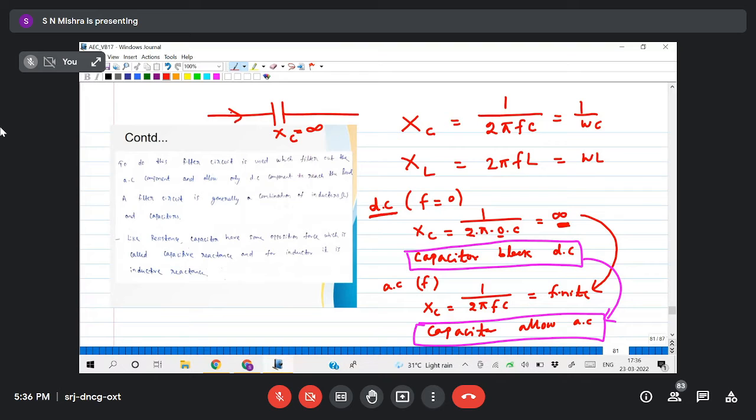Now if I pass DC through them, will it pass through this capacitor offering this infinite impedance? No, sir. So what I conclude here: capacitor blocks DC. Now if I take any AC signal, it will have some frequency, maybe 50 Hz, 100 Hz or anything, but it is not 0. So if I calculate XC, it will have a finite value. So I can say capacitor, compared to DC, will allow AC.